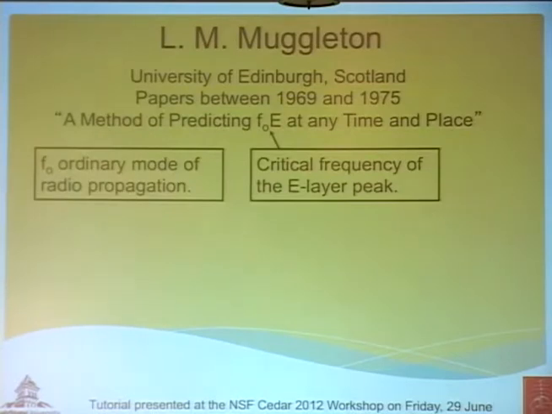Let's get back to moving forward. FO represents, in this nomenclature, the ordinary mode of radio propagation, and that's all that means. It's a frequency, and it represents the critical frequency of the E layer. If you square this frequency in the appropriate units, you get electron density, the peak density, and this is the parameter he modeled.